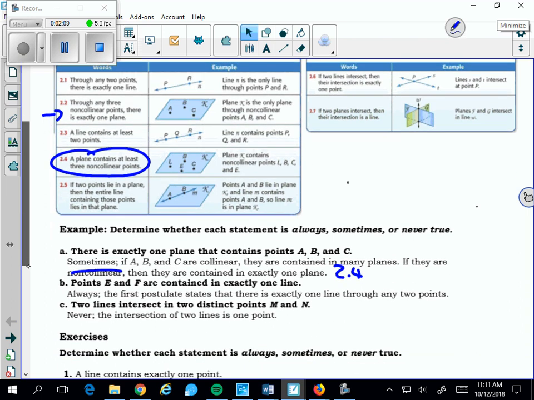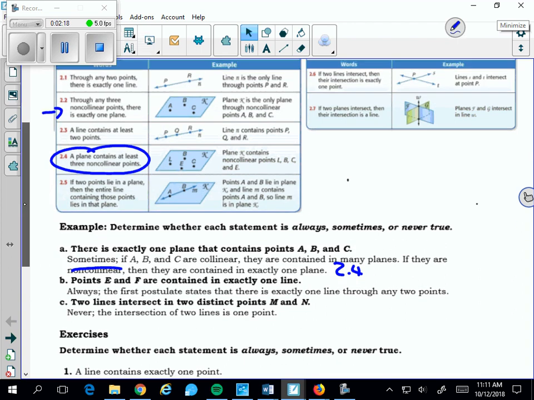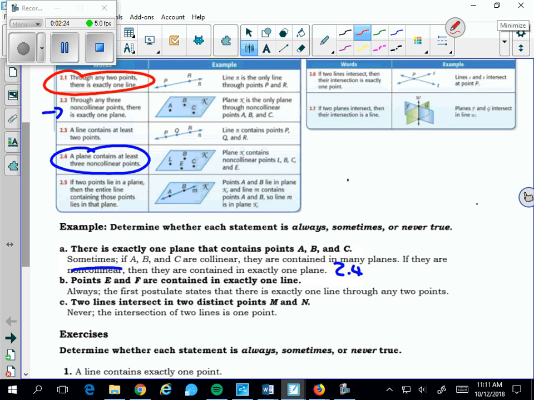Let's look at another one. B says points E and F are contained in exactly one line. Always true. And it says my first postulate gives me that answer, right there. Through any 2 points, there is exactly one line. 2.1 gives that to me.